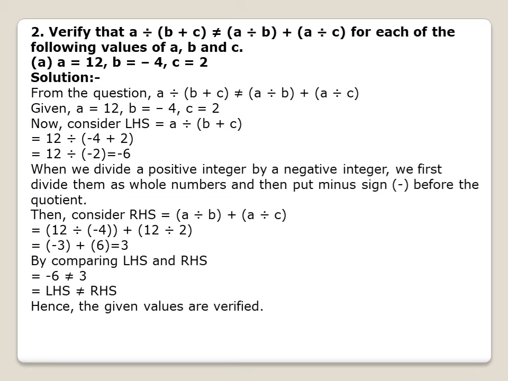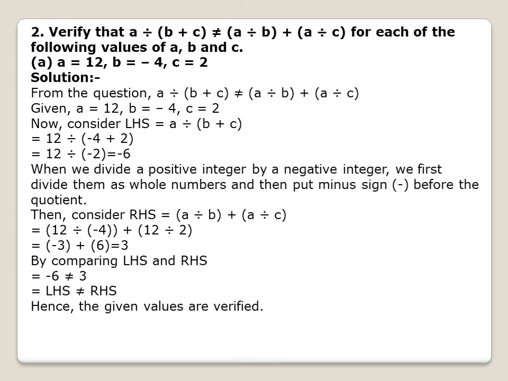So what answer did we get for the right hand side? It is 3. By comparing the left hand side and the right hand side, minus 6 is not equal to 3. According to the law, it is not equal. The left hand side is not equal to the right hand side. That is what we have to prove, as the given values are verified.